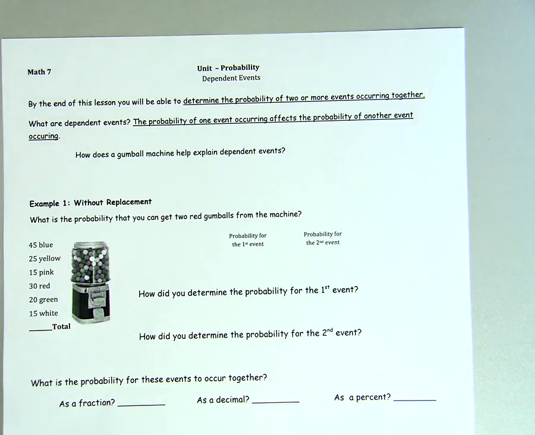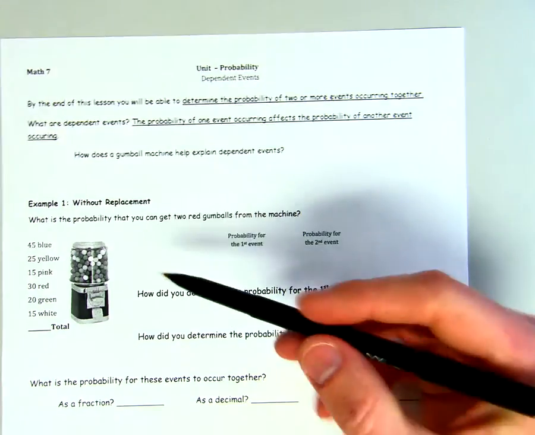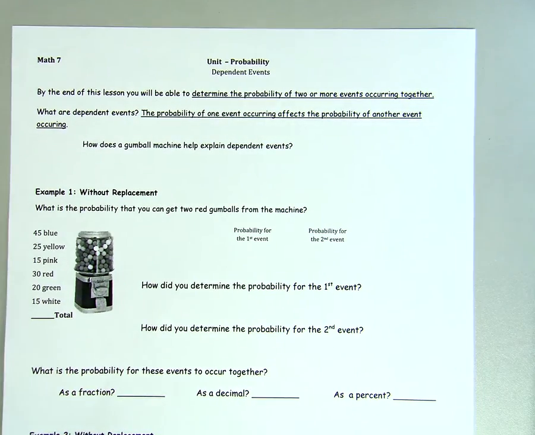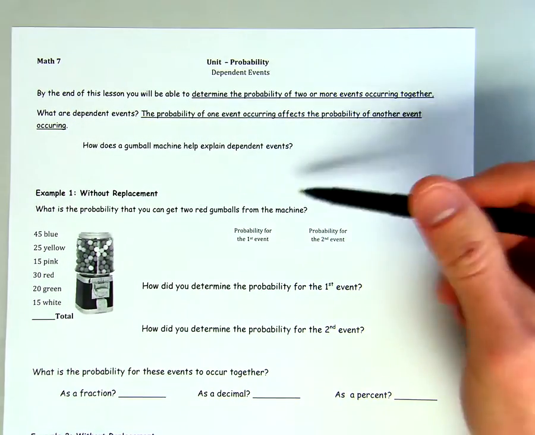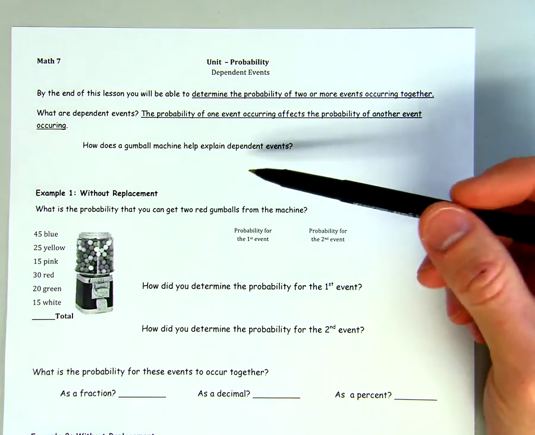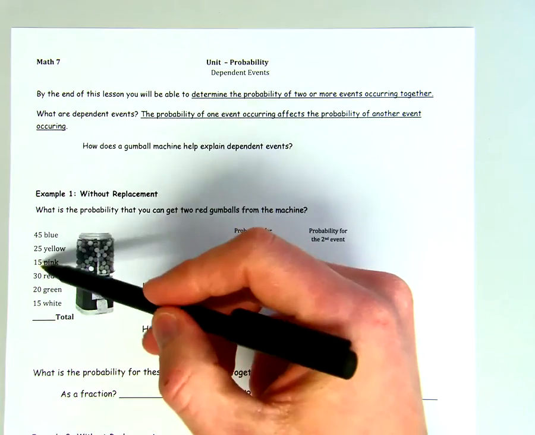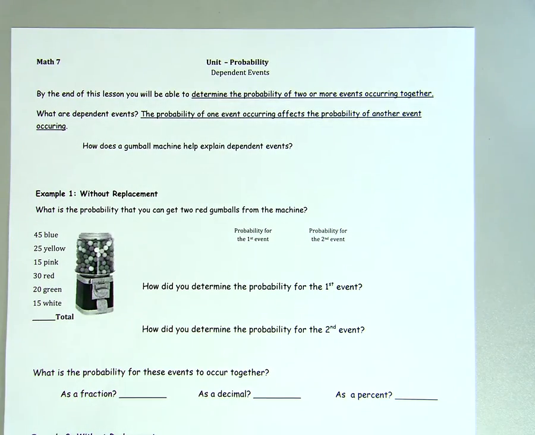Okay. So how does a gumball machine help explain dependent events? If we have this gumball machine right here, and we have a total number of colors in there, after the first gumball's picked, there is one less gumball in there that you can possibly pick. So your total number of gumballs is going to go down by one. Also, whatever color got picked is going to go down by one also. So you're going to have less of a chance to pick that color.